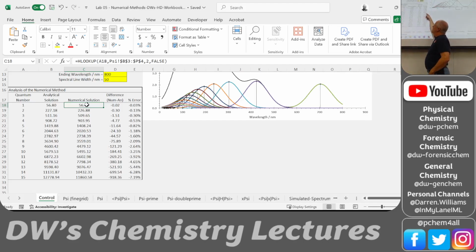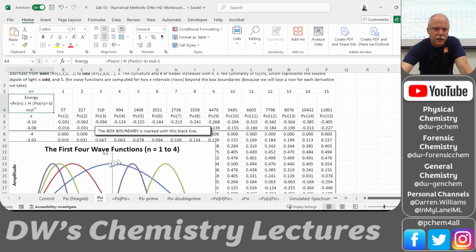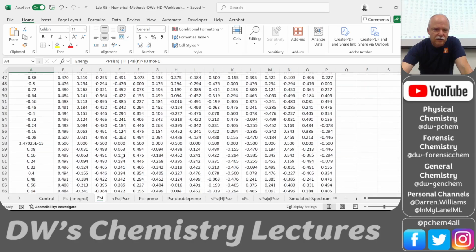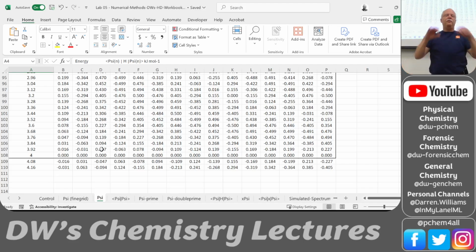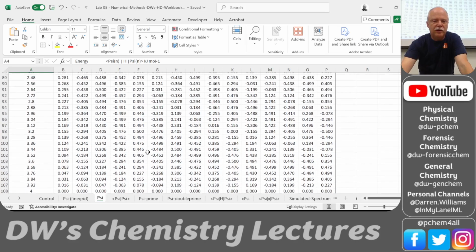Even up to quantum state 5, I've still got less than 1% error, because this is the number of rows I have for my wave function. So for the wave function, it goes down, I think I have 100 rows. So I've gone from 10 increments to 100 increments, and I've improved the error by 2 orders of magnitude. You can still see the box. I'm doing the center derivatives.